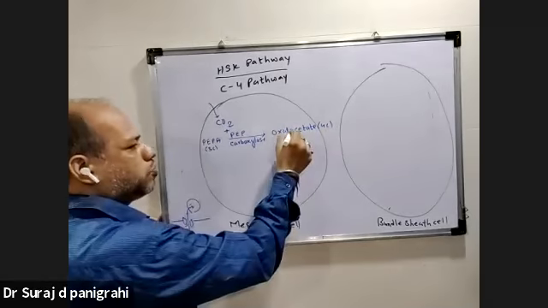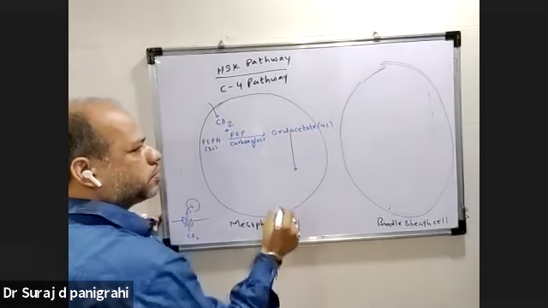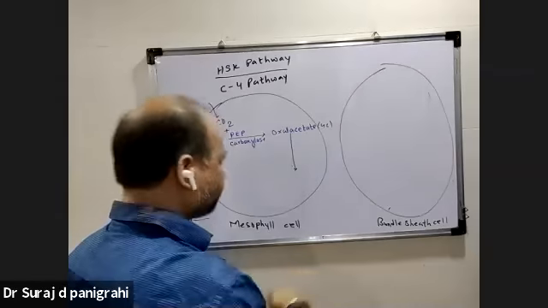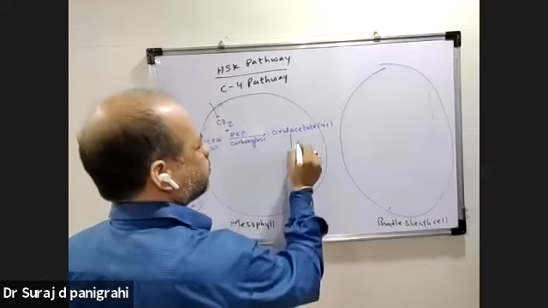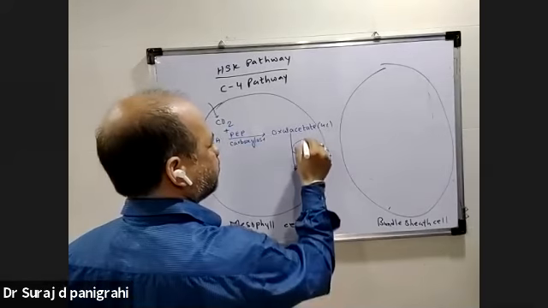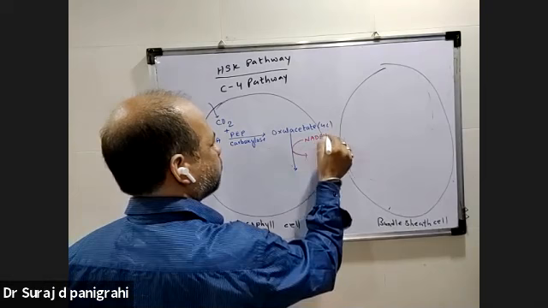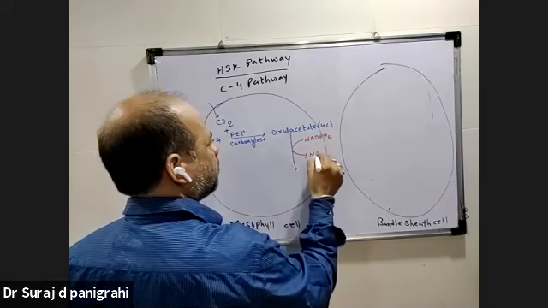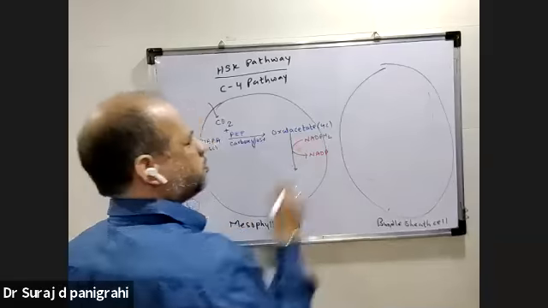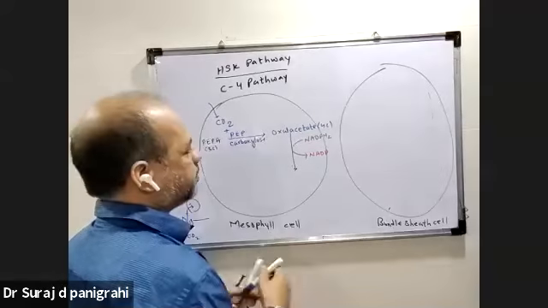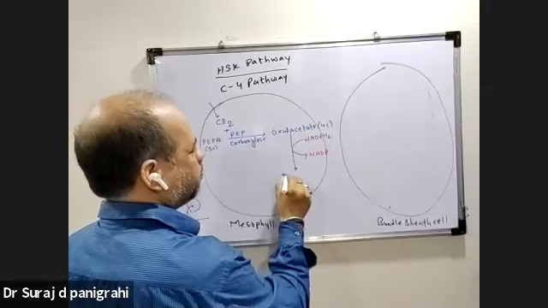Now here there are two possibilities. It reacts with NADPH2. It uses NADPH2, forming NADP, and ATP will also be used, to form malic acid or malate. What will it form? Malate.